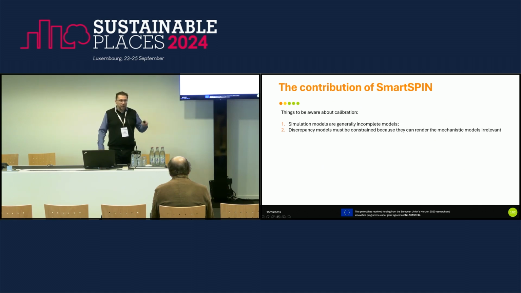What is the problem there? Discrepancy models typically are very flexible. Because they are flexible, they cannibalize the whole process. They can explain everything, even if the parameters are dummy. So you need to put constraints. And we developed, through the SmartSPIN project, a way to constrain. It's not mathematically 100% proof supported, but it makes sense empirically. It's a way to constrain that discrepancy model so the outputs actually make sense.